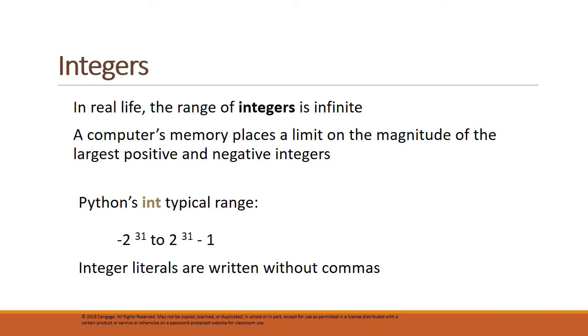In real life, the range of integers is infinite, but because the computer's memory is limited, we need to limit the range of our Python integers. So a Python int, the typical range is -2 to the 31 to 2 to the 31 minus 1. And when you enter integers into the system, the literals are written without commas.